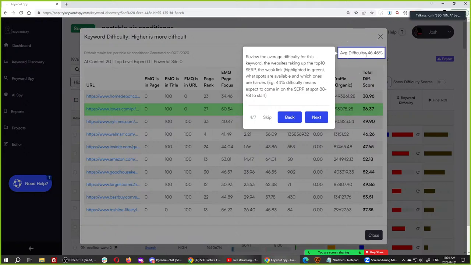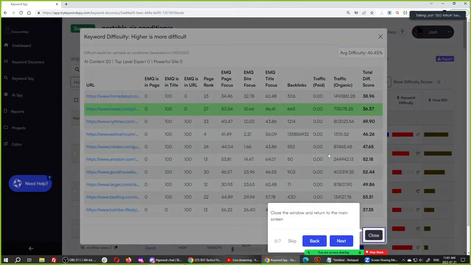As you can see, the tour here will tell you what's going on. It says, review the average difficulty for this keyword. The websites taking up the top 10 SERP. Look for the weak link. It'll highlight for you which is the weakest one on the SERP here. What spots are available and which ones are harder? For example, 44% difficulty means you would start at 98. 46 means you would start at spot 92 to 102. You start on page 9 or 10.